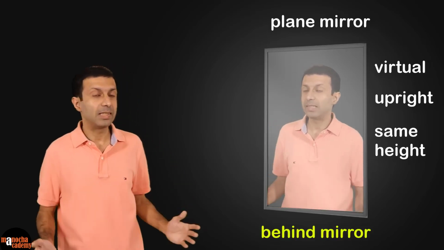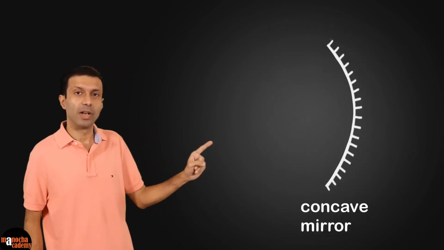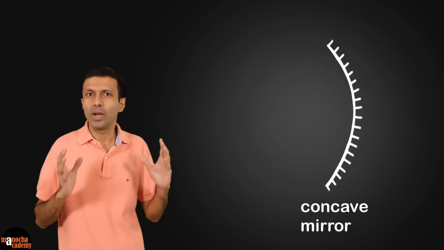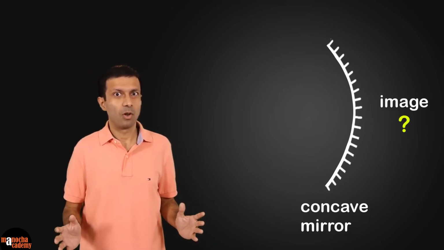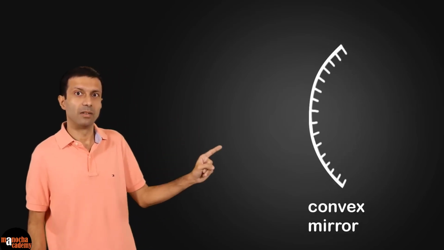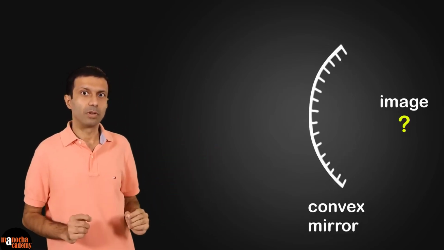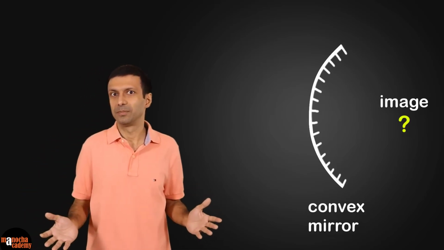But now if I replace the plane mirror with a concave mirror, can we predict where the image will be formed? It's not so easy now. Or if I replace it with a convex mirror, where will the image be formed? What will its properties be?